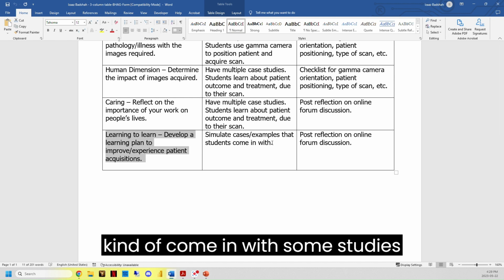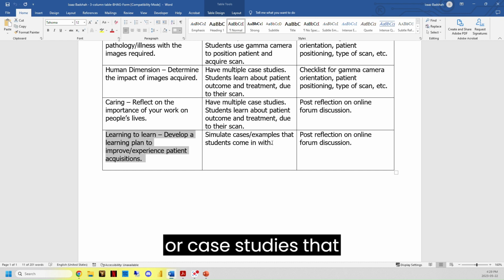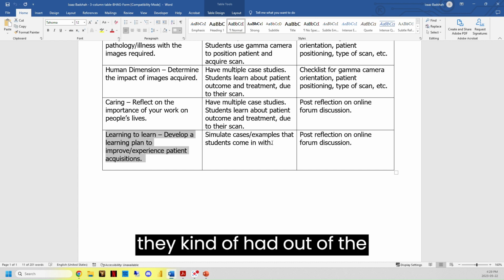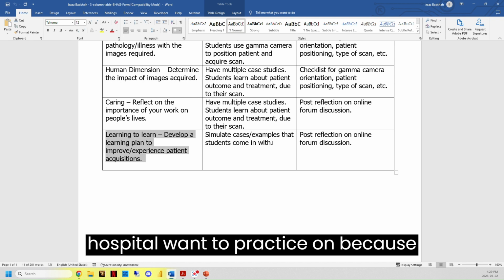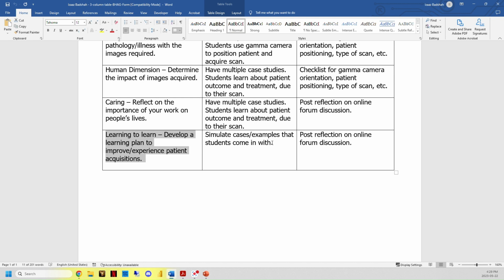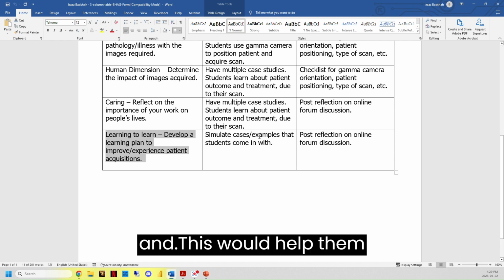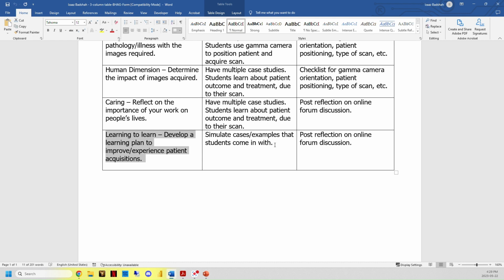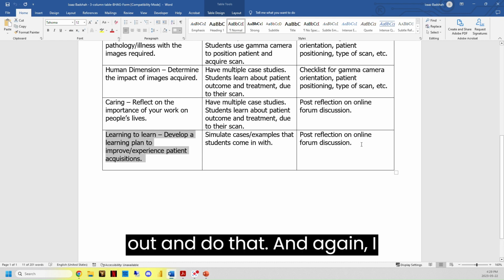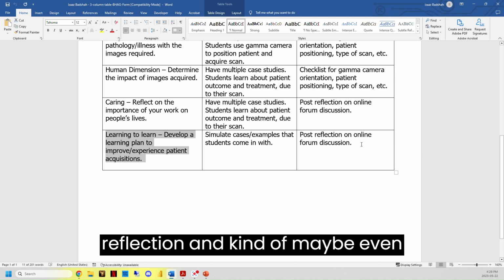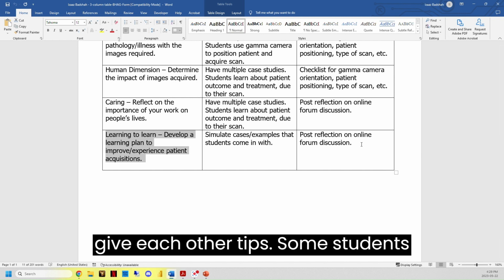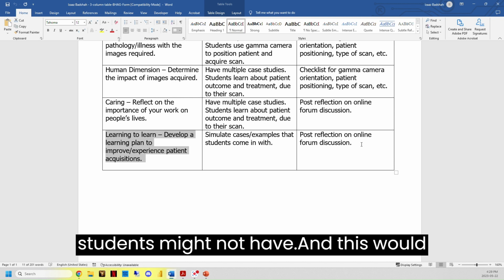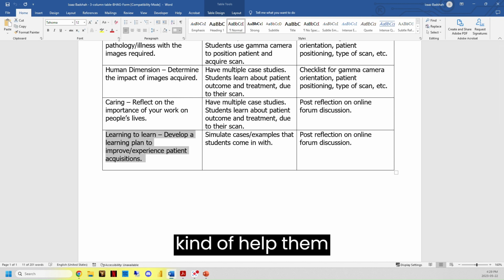I want them to come in with case studies that they had out in the hospital and want to practice on, because they just saw it for the first time or weren't really comfortable with it. This would help them get comfortable so the next time they're in the hospital or clinical, they would go out and do that. And again, I would want post-reflection and maybe even have them give each other tips. Some students might have already seen it, some might not have, and this would help reinforce their learning.